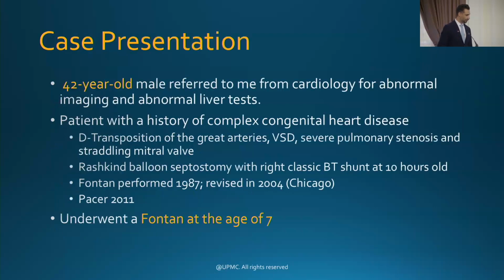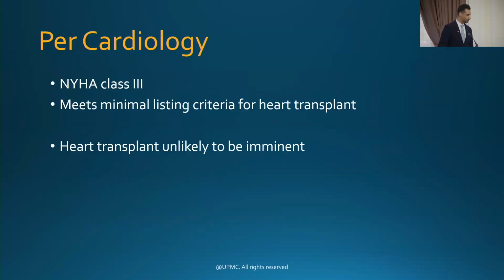So a 42-year-old male referred to me from cardiology for abnormal imaging and abnormal liver test. He underwent a Fontan procedure at the age of 7. Per cardiology, the heart failure team, he had NYHA class 3 and met minimal listing criterion for heart transplant. His heart transplant was unlikely to be imminent, but they needed liver clearance.